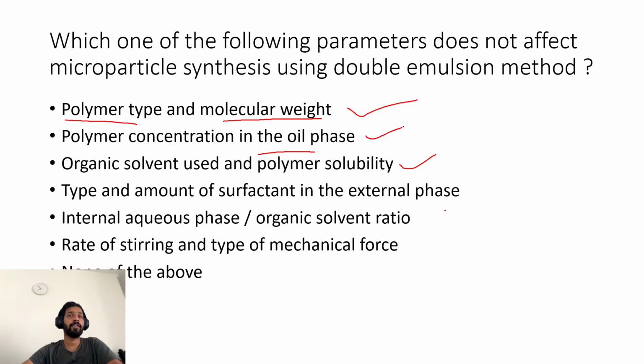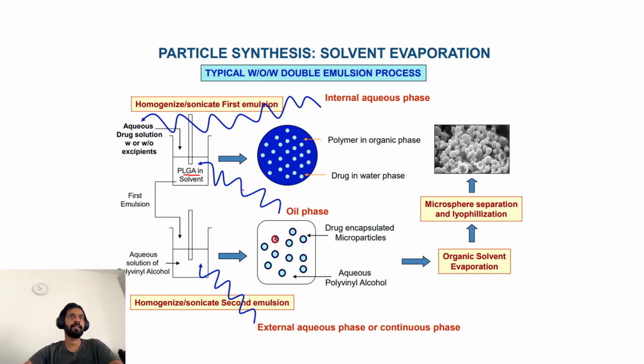Type and amount of surfactant in the external phase. Yes, sir. Internal aqueous phase or organic solvent ratio. Yes, sir. Rate of stirring and type of mechanical force. Sure, this also affects. So the most likely answer is none of these important factors do not play a role. So all of them play a very huge role in microparticle synthesis.